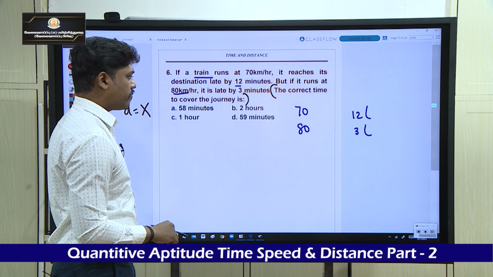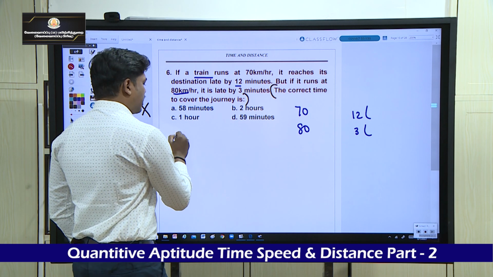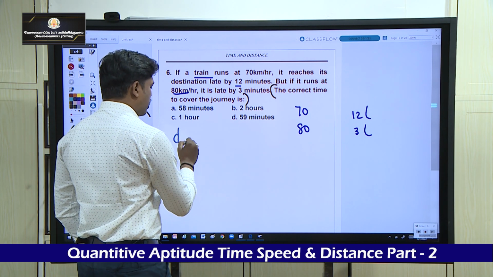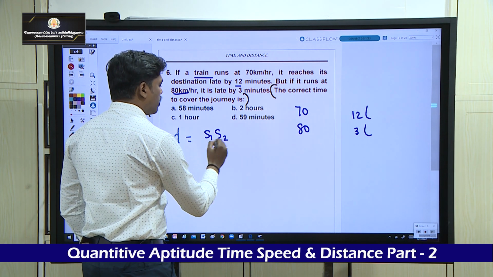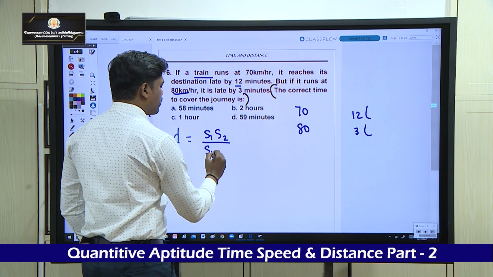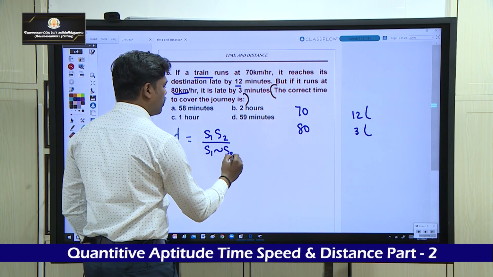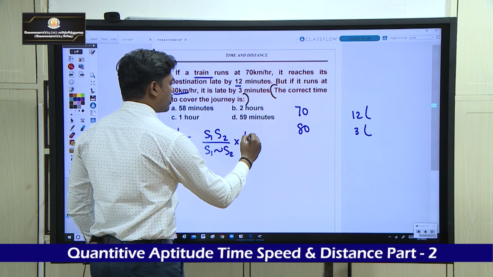We can see here. So apply the same formula. Distance is equal to S1 into S2 divided by S1 difference S2 into time difference.